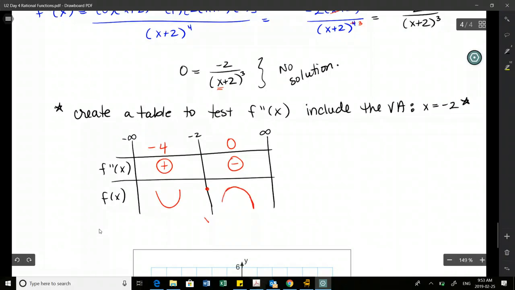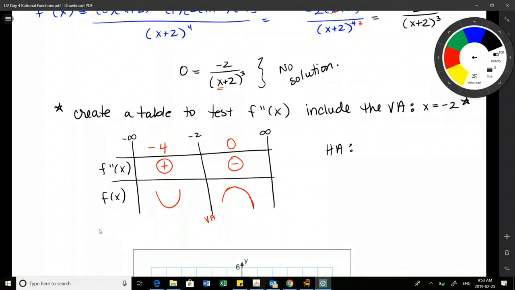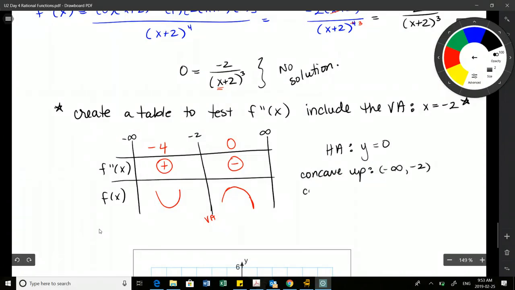To check out concavity, and we have a vertical asymptote here, so it's actually not a point. Do we have a horizontal asymptote? Yes. Y equals 0. Okay, so this is concave up. Guys, we're almost done. Focus in here for the last couple seconds. It's concave up from -infinity to -2, and concave down from -2 to infinity.